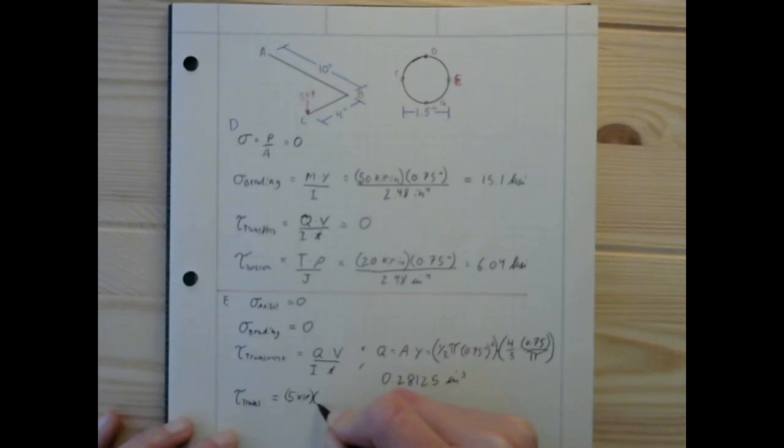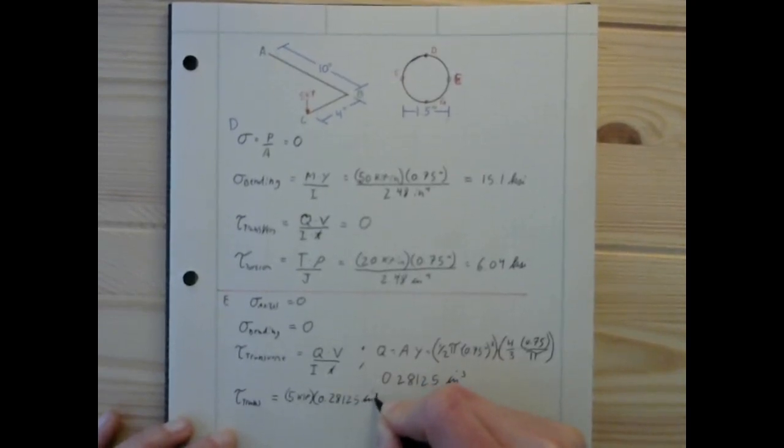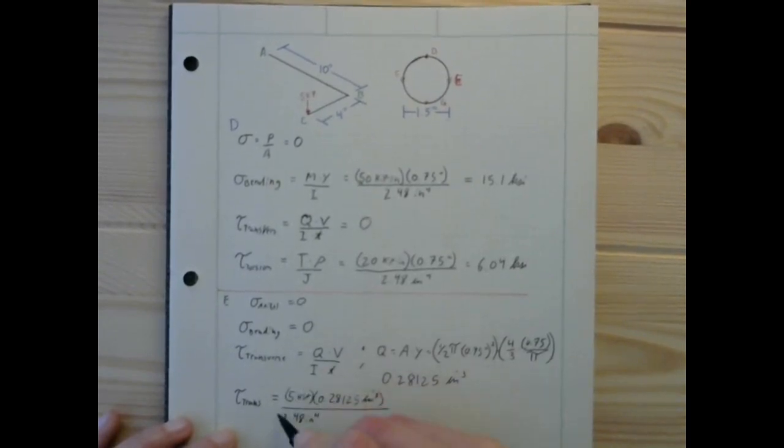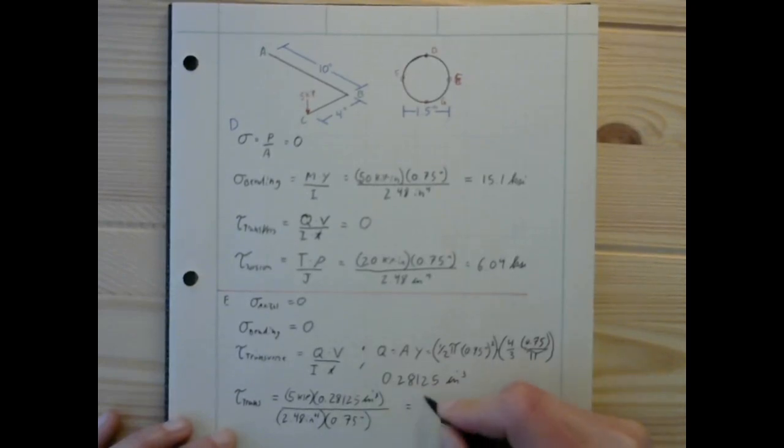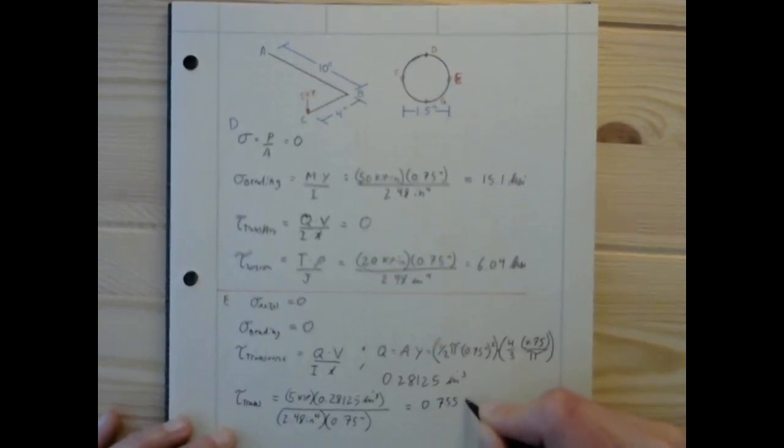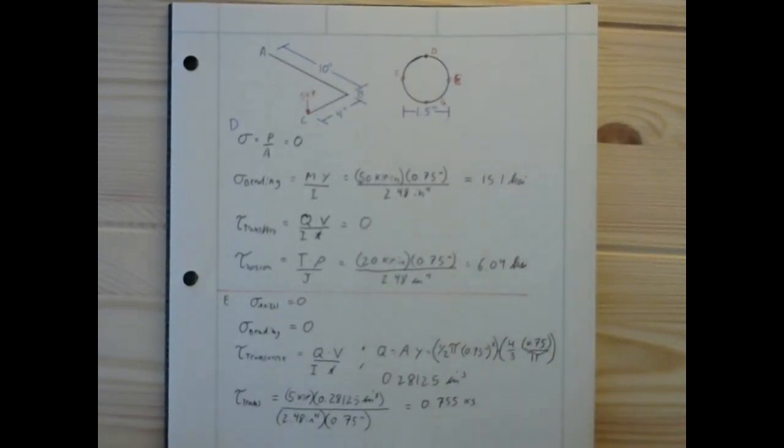We're going to end up with this transverse stress being 5 kips times 0.28125 inches cubed divided by 2.48 inches to the fourth, and also the thickness, which at this point is going to be 0.75 inches, and that's going to give us, well, just 0.755 KSI.